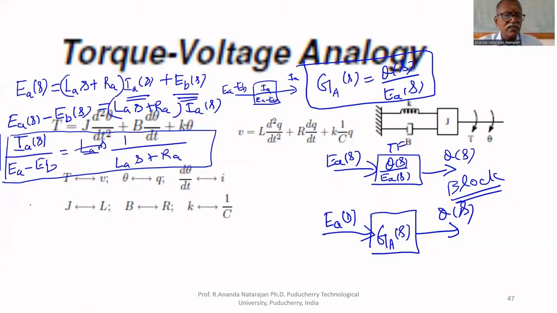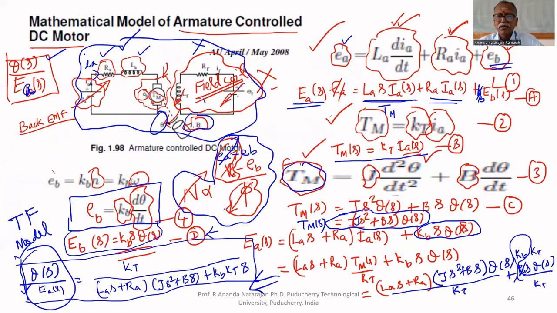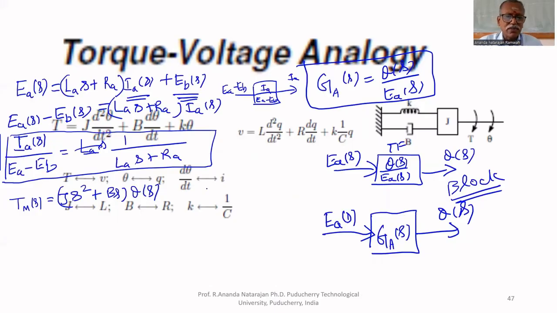Next equation, what is the next equation? TM of S equal to J S square plus B S multiplied by theta of S. Am I correct? TM equal to J S square plus B S theta of S. One more equation. TM equal to KT IA of S.